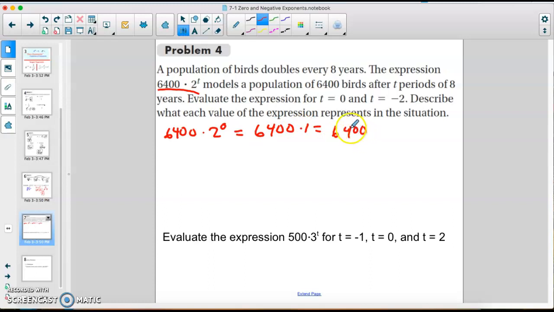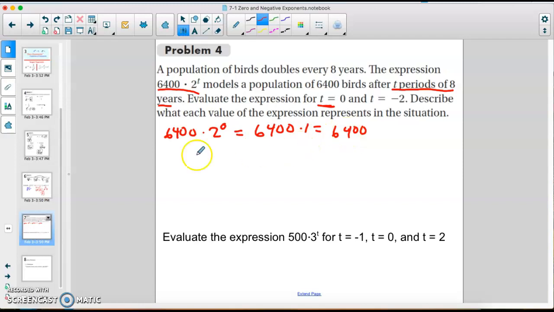Now, what is this even asking? It says describe what each value represents in the situation. The t is talking about time. T periods of 8 years. So after 0 periods of 8 years, the population is at 6,400 birds.